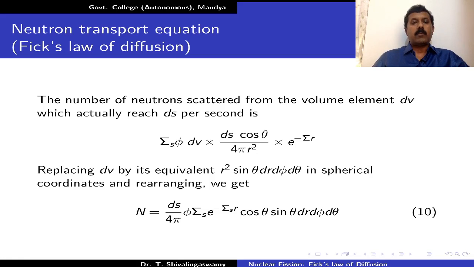Now this dV, we are working in spherical coordinates. This dV should be replaced by its equivalent in spherical coordinates. You know that the volume element in the spherical coordinate system can be written as r square sin theta dr d theta into d phi. And if you substitute for this dV and rearrange this equation, then the number of neutrons reaching ds per second from volume element dV is given by this equation.